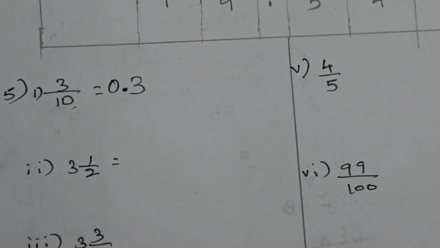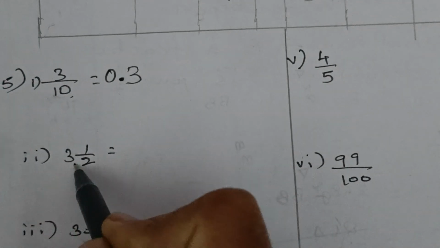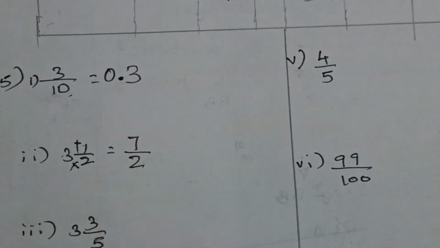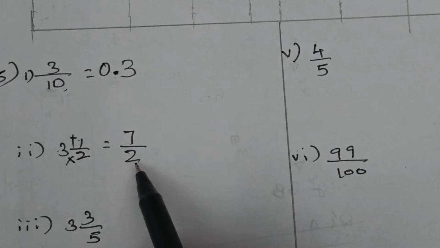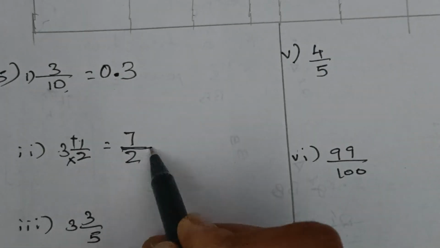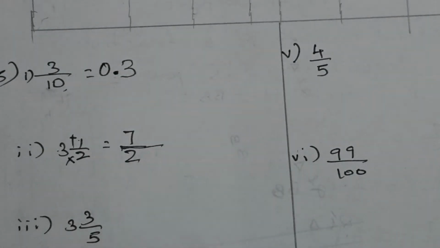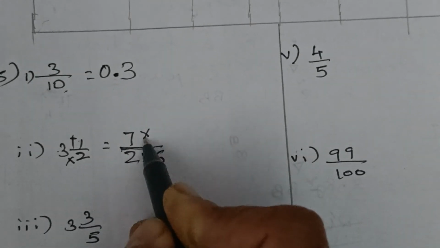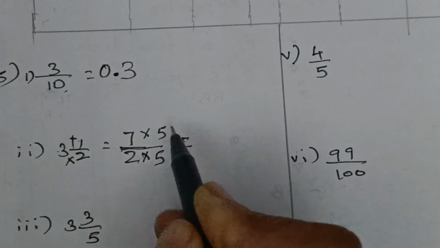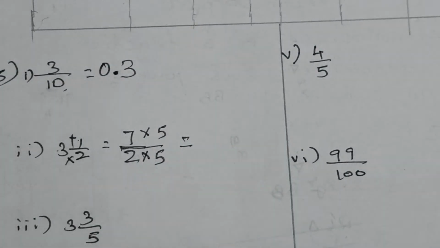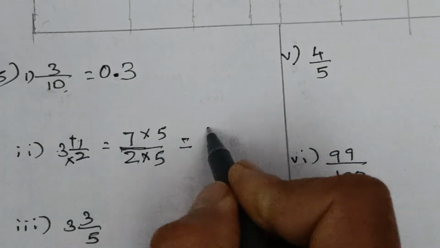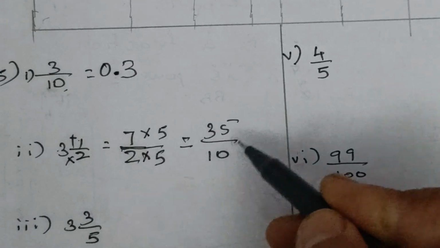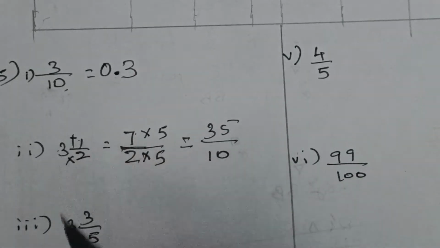And next one, it is a mixed fraction. First thing, convert into improper. 2 3s are 6. 6 plus 1 is 7 by 2. Now we want the denominator as 10, 100 or 1000. So we should check 2 into what number gives 10. Yes, 2 5s are 10. When you multiply the denominator by 5, we should multiply the numerator also by 5. This is the concept of equivalent fractions. And 7 5s are 35, 2 5s are 10. This 35 by 10 is equal to 7 by 2, equal to 3 1 by 2.